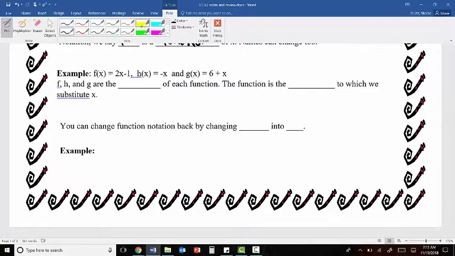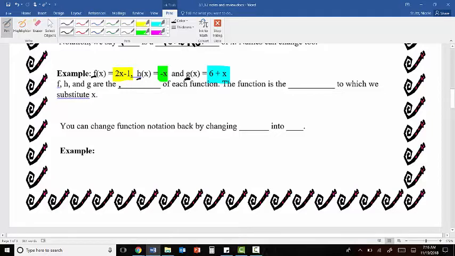So in this example, we actually have 3 formulas. We have 2x minus 1, negative x, and 6 plus x. And all their names, so the yellow formula name is f, the green formula name is h, and the blue formula name is g. So the left side really isn't that important. It just tells us the name of these formulas. The right side is actually where we're going to be doing all of our work. So that's the side we'll be using.